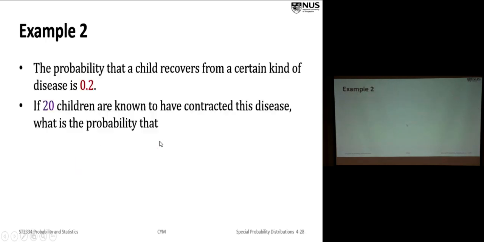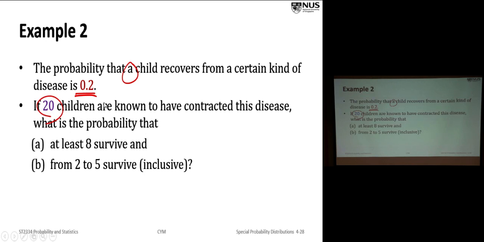All right, let's look at example 2. Suppose a child recovers from a certain disease with probability 0.2, and suppose 20 children are known to contract the disease. What is the probability that at least x survive, or between 2 and 5 survive? Here we make an assumption that whether a child recovers or not is independent of whether other children recover or not. Otherwise, you cannot model it by a binomial distribution.